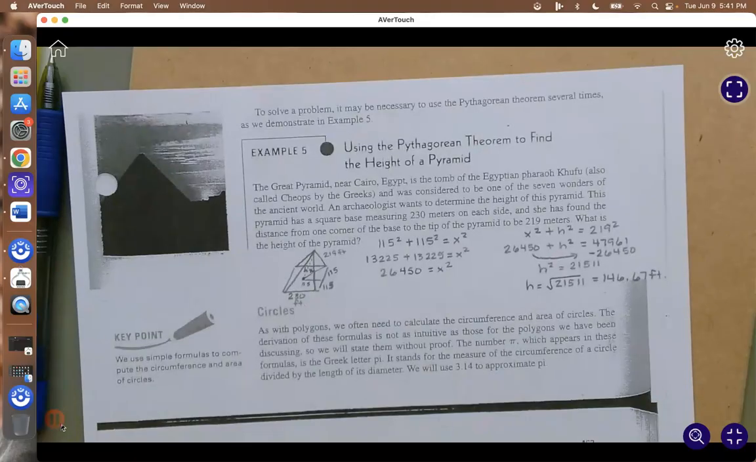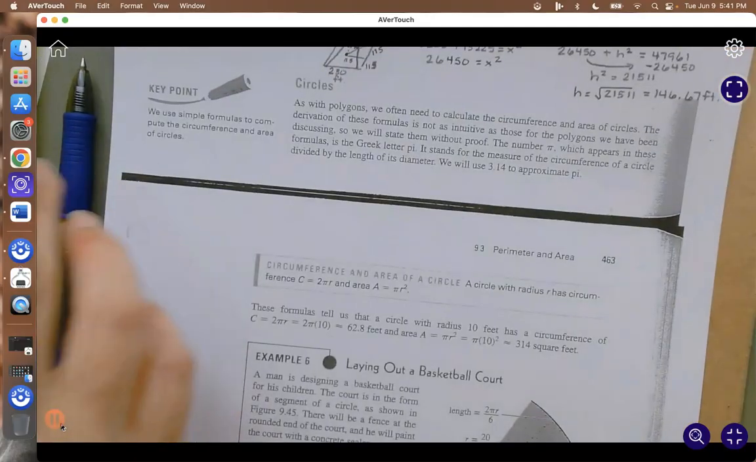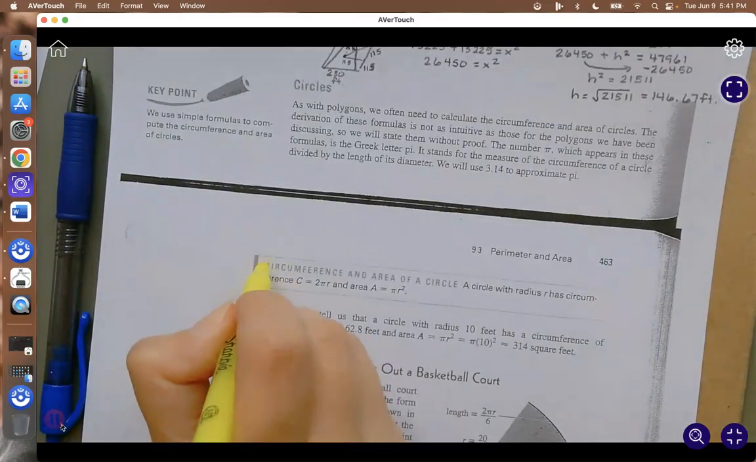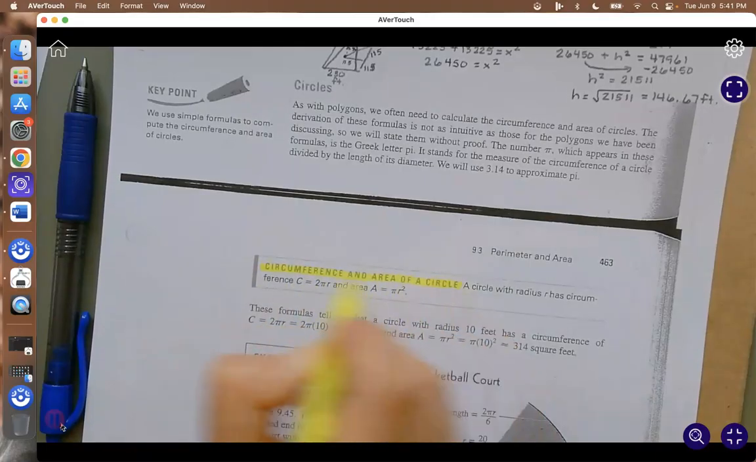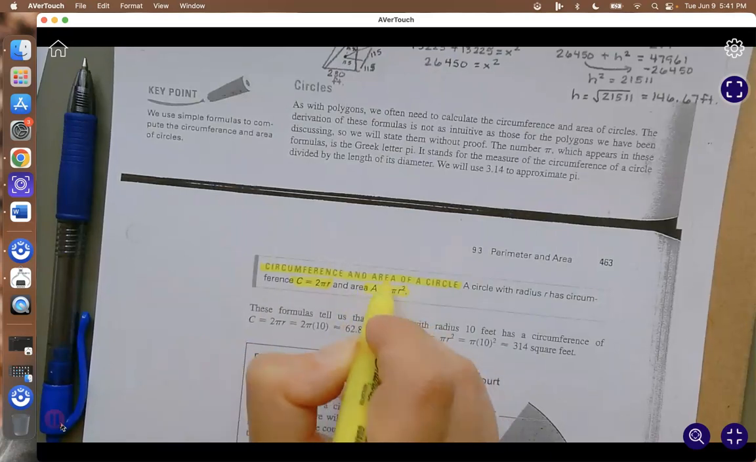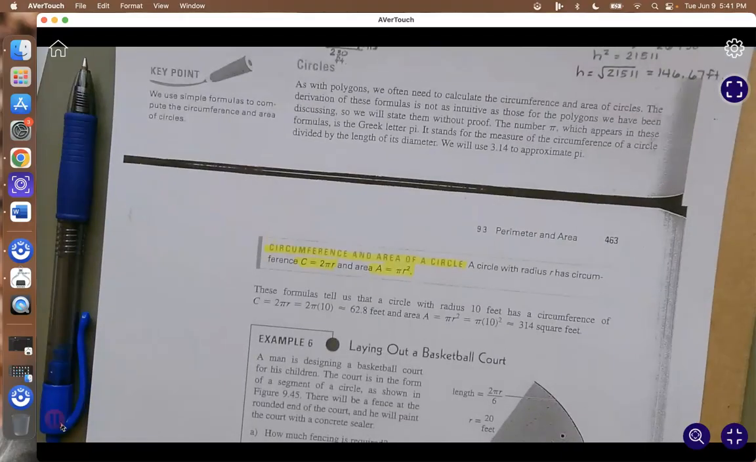Okay. Now, finishing up with circles, because that's what we finished up with in the last section. Circumference and area of a circle. Circumference is 2 pi r, and area is pi r squared.